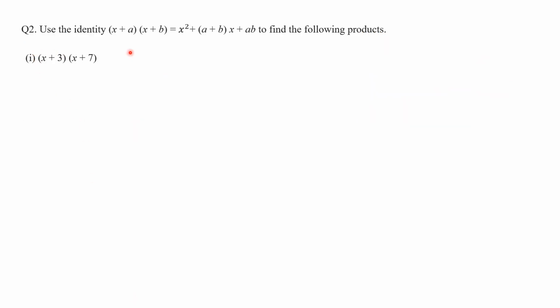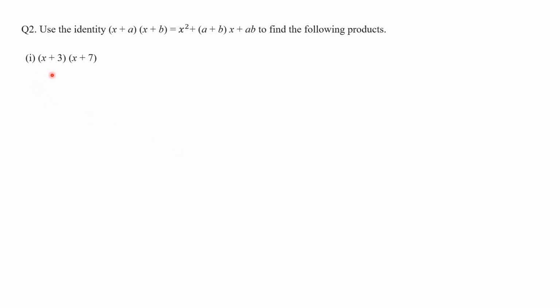Question number 2. Use the identity (x + a)(x + b) = x² + (a + b)x + ab to find the following product. Now see, in question number 1, you have to identify the suitable identity and then find the product. In question 2, they have already given the identity. You have to use this identity only to find the product.